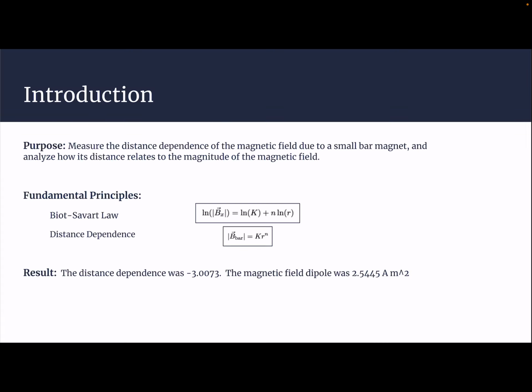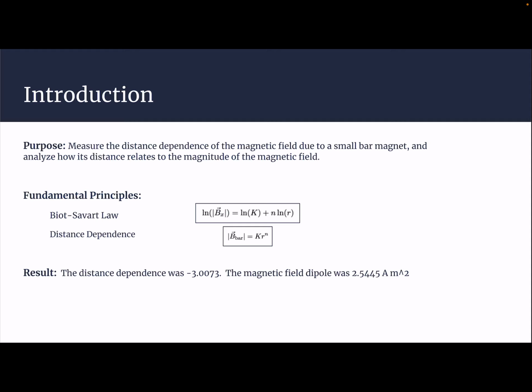The purpose of this experiment is to measure the distance dependence of the magnetic field due to a small bar magnet and analyze how its distance relates to the magnitude of the magnetic field. To do this, we will be using a bar magnet, a magnetometer app, tape, and a meter stick. Once we calculate our results using our experimental values, we also compare them using the Biot-Savart law.